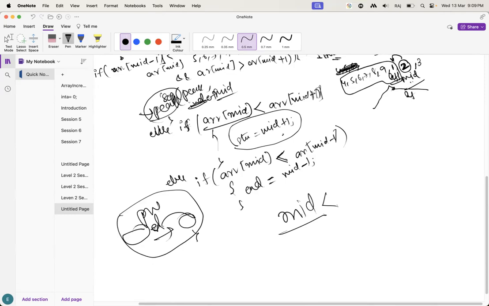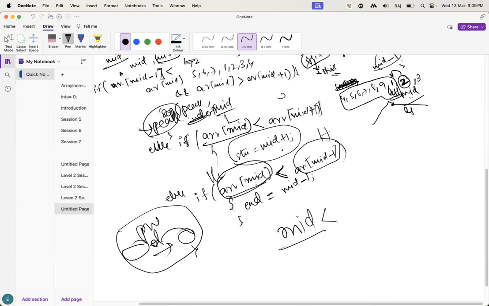What does it mean? Array of mid less than array of mid minus 1. That means the mid minus 1 value is greater than the array of mid value. Right, guys? This is the higher value here, this is the lower value. So that's why we take end equal to mid minus 1. Guys, understand this one?